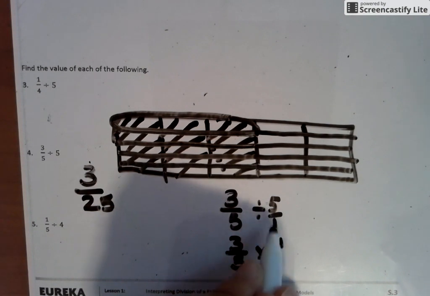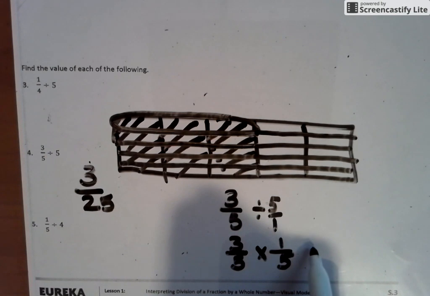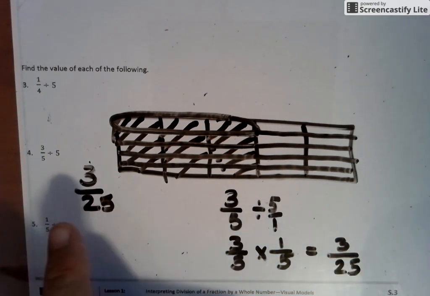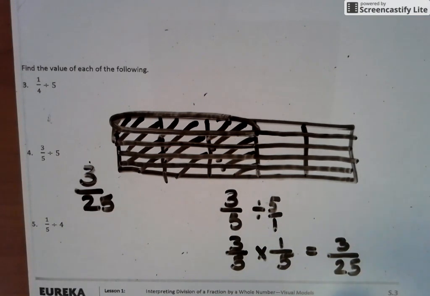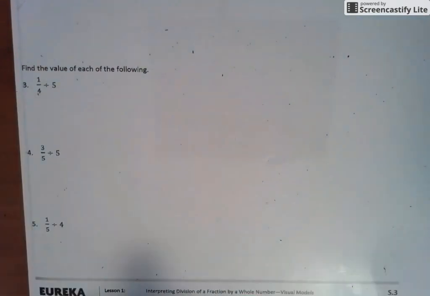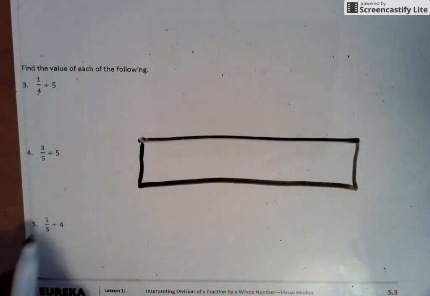Standard algorithm, we rewrite. All whole numbers go over 1. Bring down the left fraction, change the division sign to a times sign, and do the reciprocal of 5/1, which is 1/5. We drop, changed, flipped. We do our numerators. 3 times 1 is 3. Denominators, 5 times 5, 25. Same answer as we got, just standard algorithm. That is what we are going to be doing.